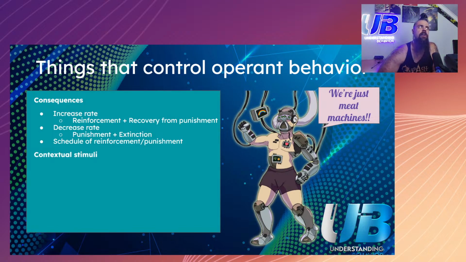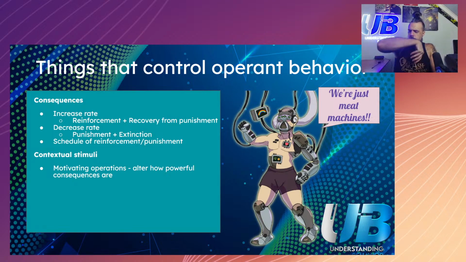So let's start looking at our consequences. Let's look at our contextual stimuli, also known as our antecedents. So we can have motivating operations. These alter how powerful our consequences are. So when we have really strong reinforcement, it's going to have a really strong increase on behavior. Same thing with punishers. If we have really strong punishers, then we're going to have really strong decreases in behavior when those things result in punishment.